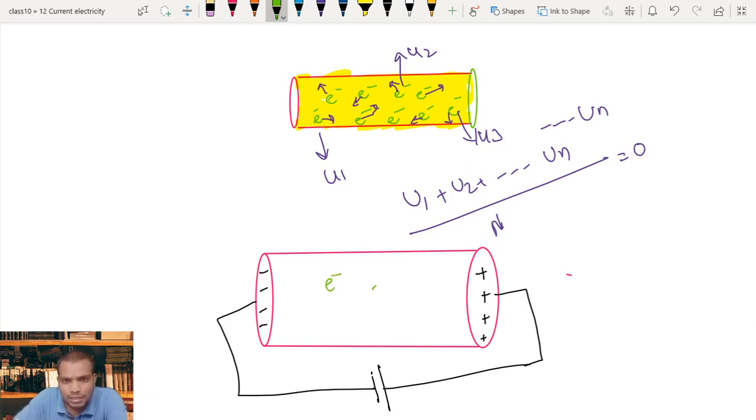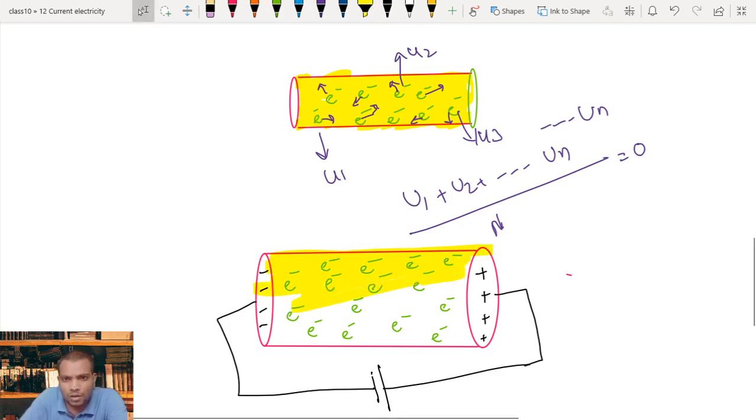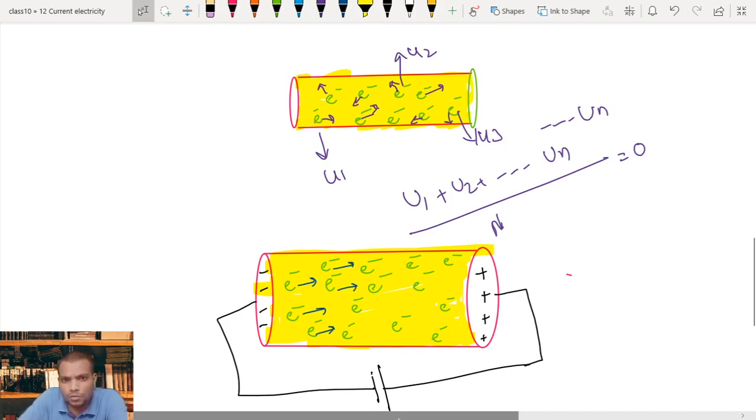Now the electrons in this conductor are affected because of the external electric field. All electrons in this conducting material are affected by the external electric field. Because of that, all these electrons started to move in one particular direction. If they started to move in one particular direction, that contributes to current.